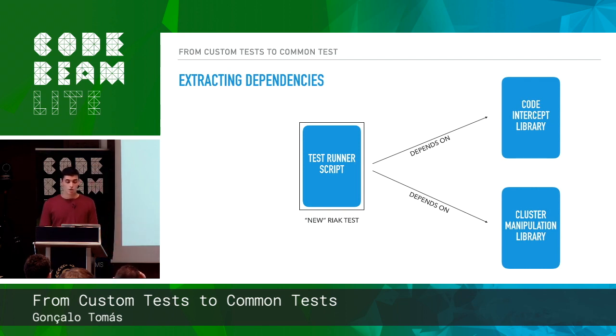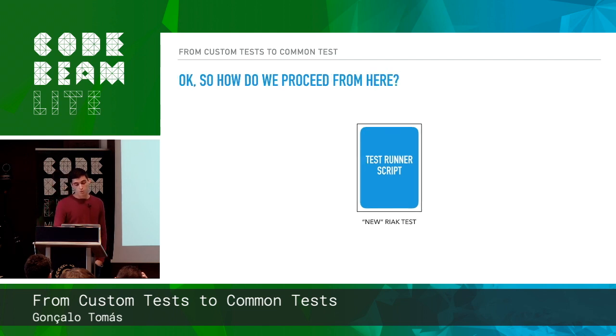So we were able to pull the libraries away from the main repository, and now we have this test runner script, which is living on its own. It has a dependency on the two previous libraries and also on Riak, of course. This is how we would test Riak. So now we had to go from here.